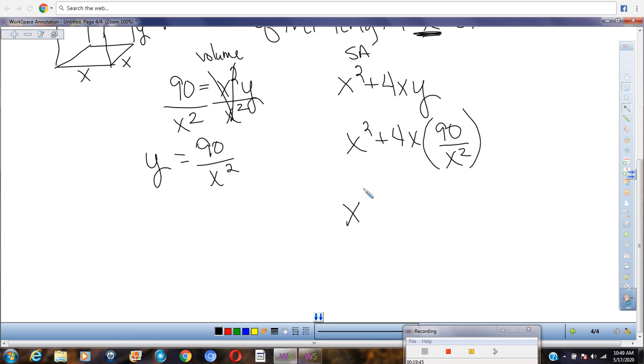I have x squared plus, my x's can reduce. So I get 360, 4 times 90, over x, since x is reduced over x squared. This is the expression written in terms of x.